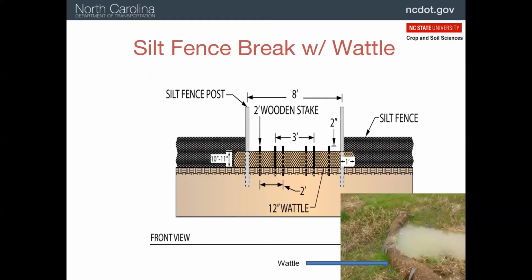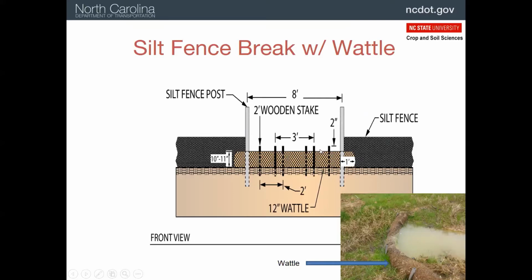Now there's an alternative we have to those stone outlets, and that is using a wattle. I think it's the first time we've talked about wattles, so I put in a picture here if you're not familiar. This is a coconut or coir wattle, made up of coconut fiber, very tough, lasts a long time in the field. And we can put these in place of that stone and hardware cloth fence.